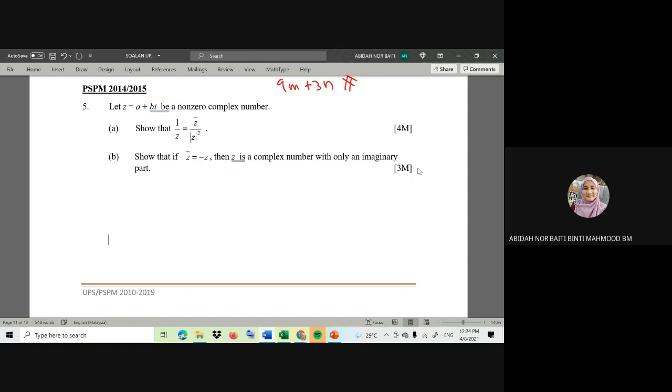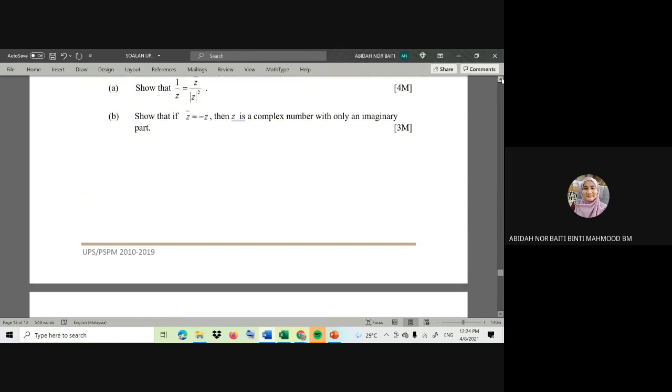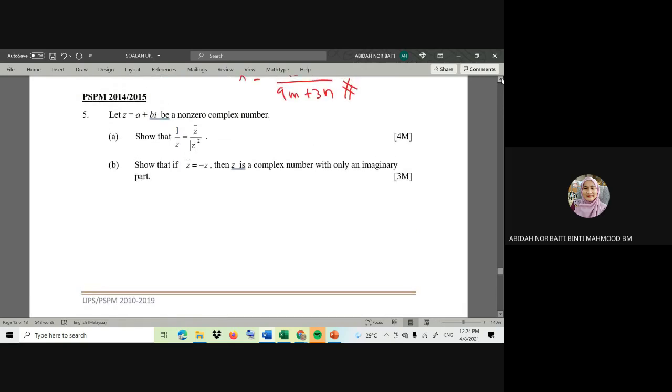Cuba tengok 5B. Show that. Ini masa saya marking waktu ni, memang ramai pelajar tak boleh buat lah soalan. Saya tak ingatlah college mana. Tapi mostly memang tak boleh jawab soalan ni ya. Okay, show that if Z bar equals to negative Z, then Z is complex number with only an imaginary part.